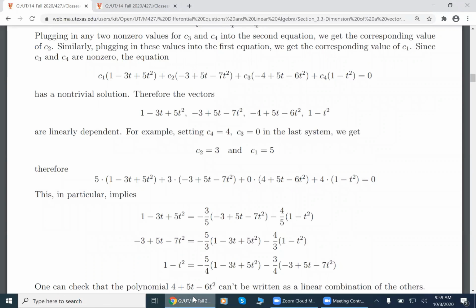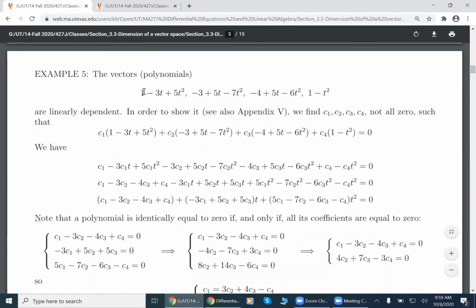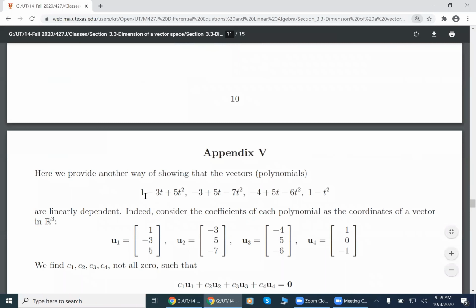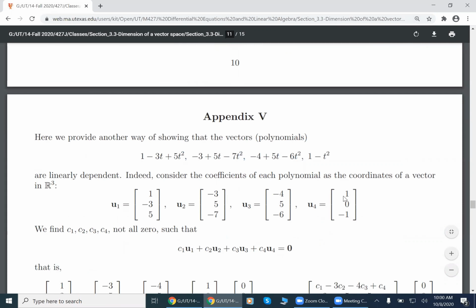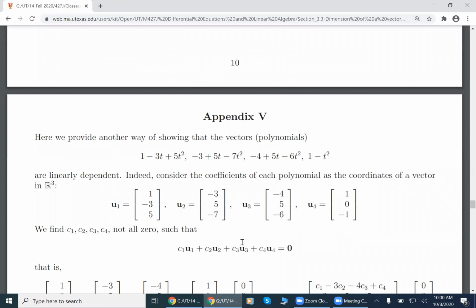Next. Now, let us look at the appendix. In the appendix, I show you how to prove that these vectors are dependent in a little bit different way. Look at Appendix 5. Same polynomials. But here's what we do next. Instead of doing operations with polynomials only, first let us consider a new problem. Instead of polynomial number 1, let us consider matrix column U1. Polynomial number 2, U2, polynomial number 3, U3, polynomial number 4, U4.